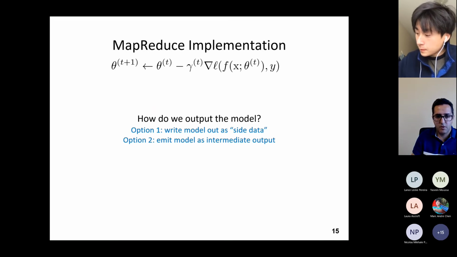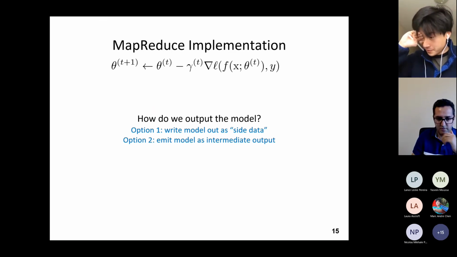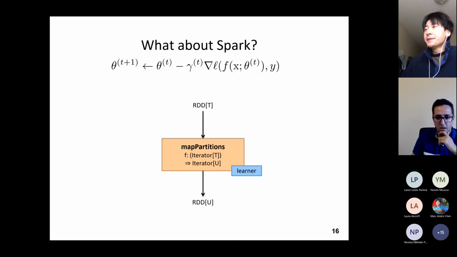All right, so some other details about this. How do we store the model? You can output it as side data because it's not big data. It's just the parameters of the model. So you can output this as side data, or you can emit it as intermediate data, like Hadoop, for example. It doesn't matter. Both of them work.